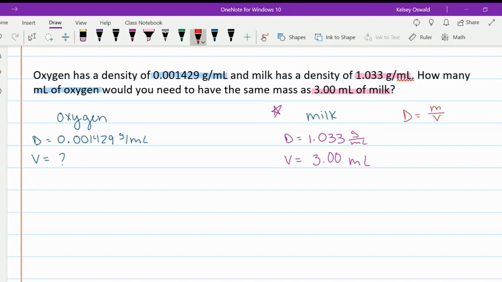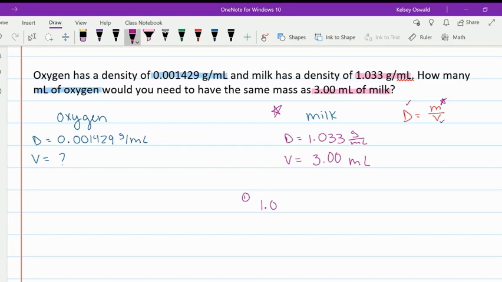So if I look at my milk, I know my density and I know my volume. So I should be able to find what mass of milk I have. I can do this one of two ways. My first option is I can just plug these values into the density equation. So my density, oh here, we'll switch this down a little bit.